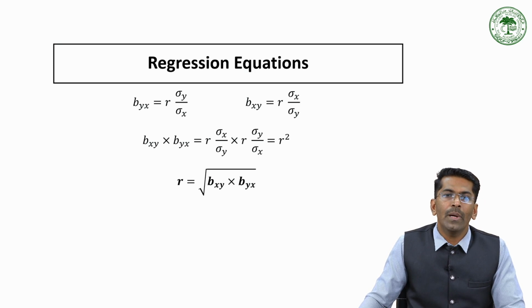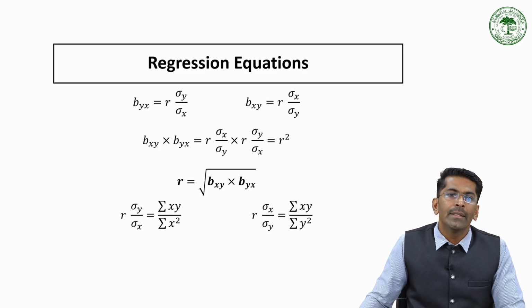So if you are able to estimate the R square by using the regression coefficient, you can also calculate the correlation coefficient, that is r, which is equal to the square root of the product of both regression coefficients, that is bxy into byx. So the correlation coefficient is the geometric mean of the regression coefficients.